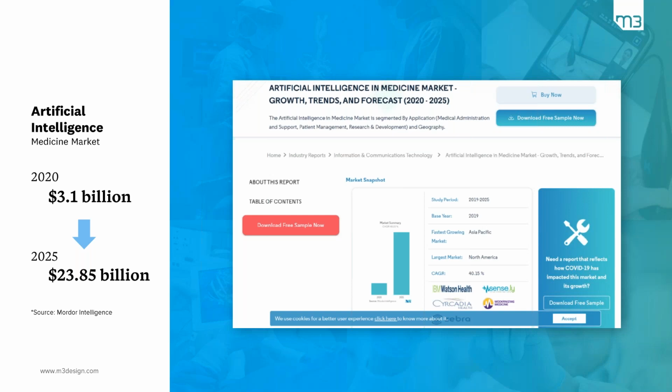And right now, the market's relatively small. It's around $3 billion annually, but it's expected to grow to about $24 billion in the next 5 years. So growing very, very fast. And R&D budgets and investment specifically in medical device AI has grown, I think, 6-fold over the last couple of years. So a lot of money is being poured into R&D.